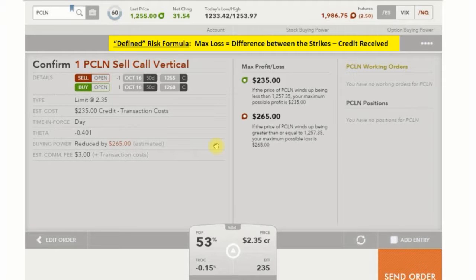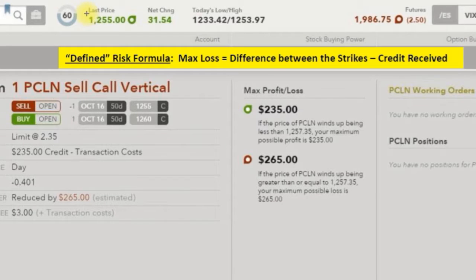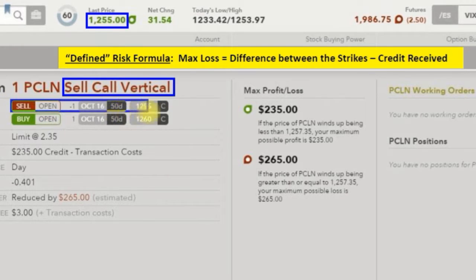Okay, so let's dig a little deeper into this thing and really explain how verticals work. So remember again, our stock price is $12.55 and we're selling a call vertical. So we started out by first selling the $12.55 call. And remember, if we just sold that by itself, we'd have this undefined loss potential. But to protect ourselves, we're going to buy the $12.60 call.